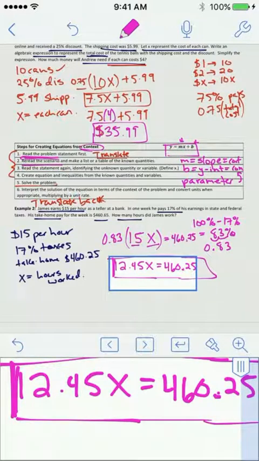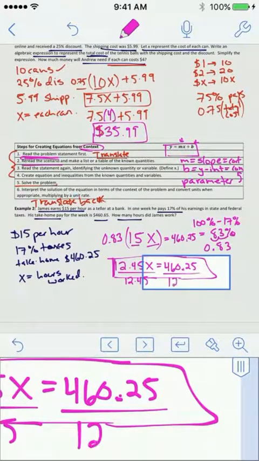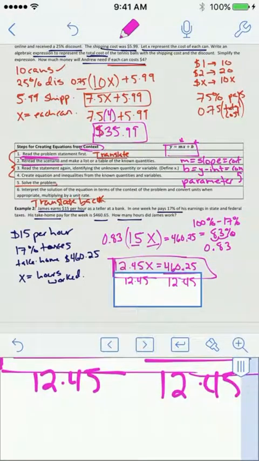Notice it's so much easier to just solve an equation instead of sitting here like, okay, well, if he earned 15, then he paid this. If he worked 10, he got this. No, that's horrible. Don't ever do that. Instead, let's just divide by 12.45 on both sides, and we end up getting 460.25 divided by 12.45.